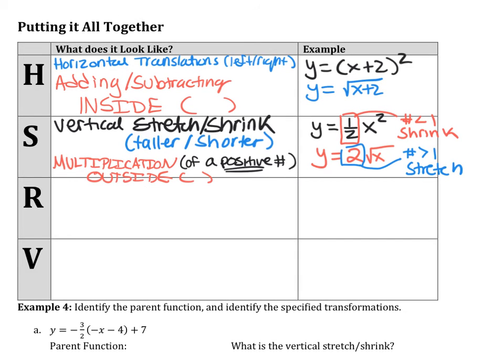For a horizontal translation, if we add on the inside, so remember for adding on the inside, that means we move left. And I'll change that second one to subtraction. When we subtract on the inside, that's when we move right. So remember, horizontal stuff is kind of opposite of what you would think.